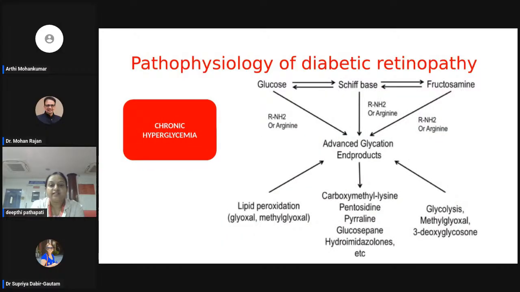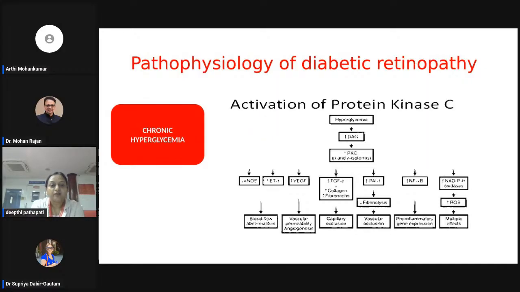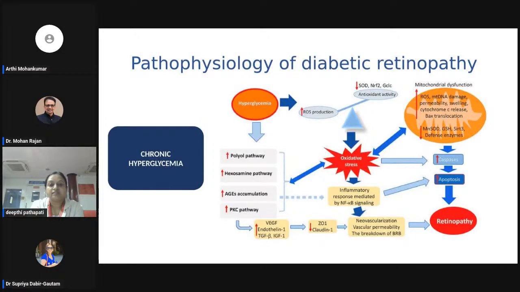A variety of cycles cause advanced glycation end products, which accumulate and further cause oxidative stress. Chronic hyperglycemia also activates protein kinase C, which sets off the reaction of oxidative stress. This is a slide showing all the pathways in short. The polyol pathway, hexosamine pathway, AGE accumulation and protein kinase C pathway, all lead to oxidative stress, increase VEGF, and increase neovascularization, vascular permeability, and breakdown of the blood retinal barrier, thus causing retinopathy.